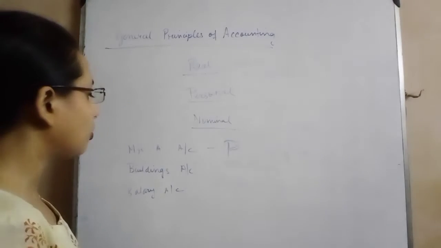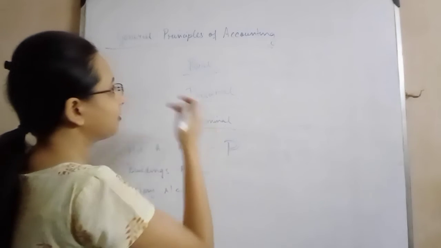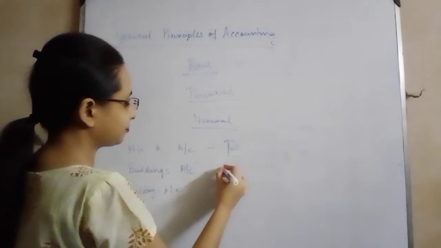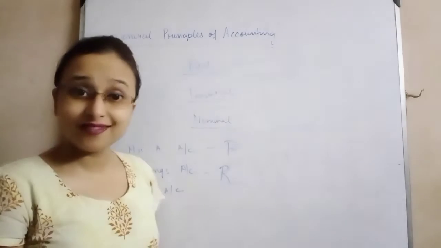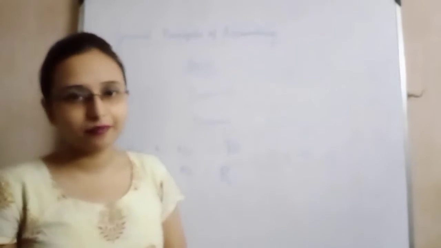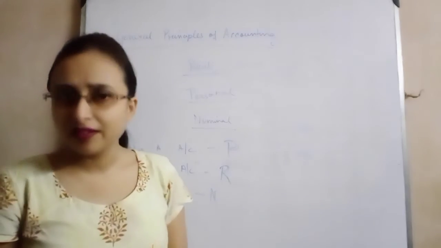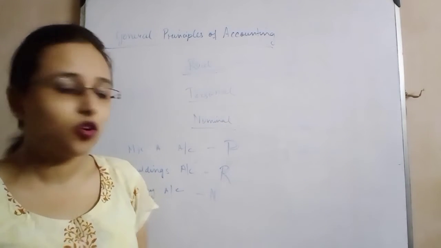Next is buildings account. Buildings, as I told you, are an asset. So since this is an asset, will this fall under real, personal or nominal? This will fall under real account. Next is salary account. Salary is expenditure. I told you that in nominal account we record all the income and expenditures. So salary account will be nominal. I can give you various other examples: rent, office expenses, electricity, all of this will come under nominal account. So these are the few concepts I have told you.